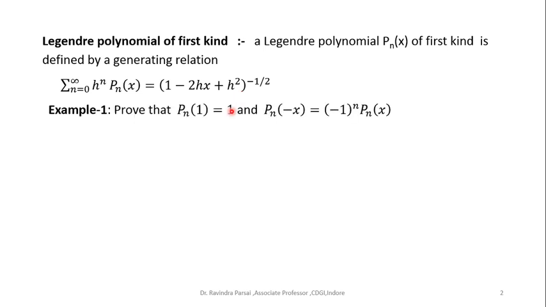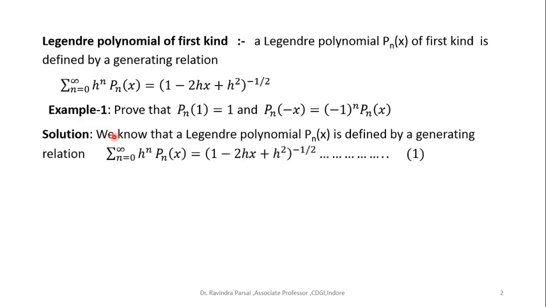Now let me discuss a particular example based on this concept. Prove that Pn of 1 equal to 1 and Pn of minus x equal to minus 1 raised to n of Pn of x. The most fundamental property or example on this Legendre polynomial is this question. We will solve it very simply by using this generating relation. We know that a Legendre polynomial Pn of x is defined by the generating relation sigma n equal to 0 to infinity h to the power n Pn of x equal to 1 minus 2xh plus h square raised to minus 1 by 2, call it 1.